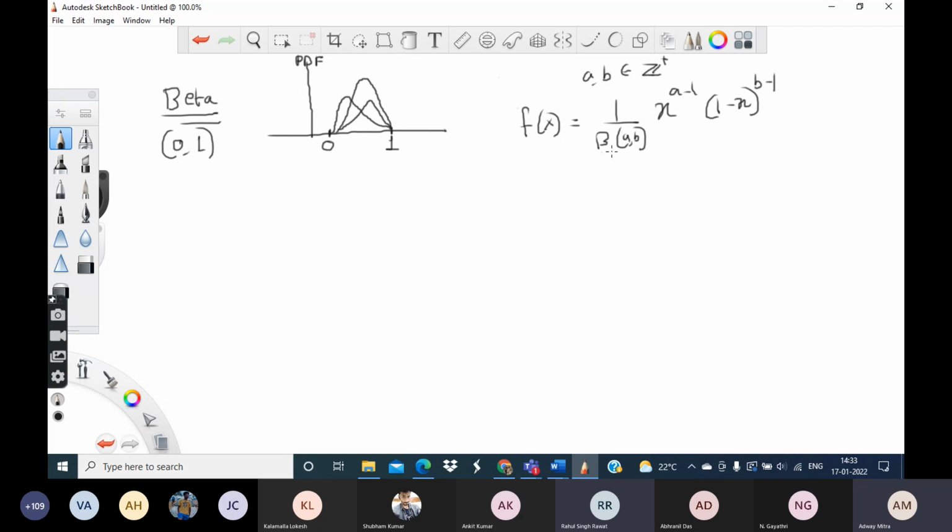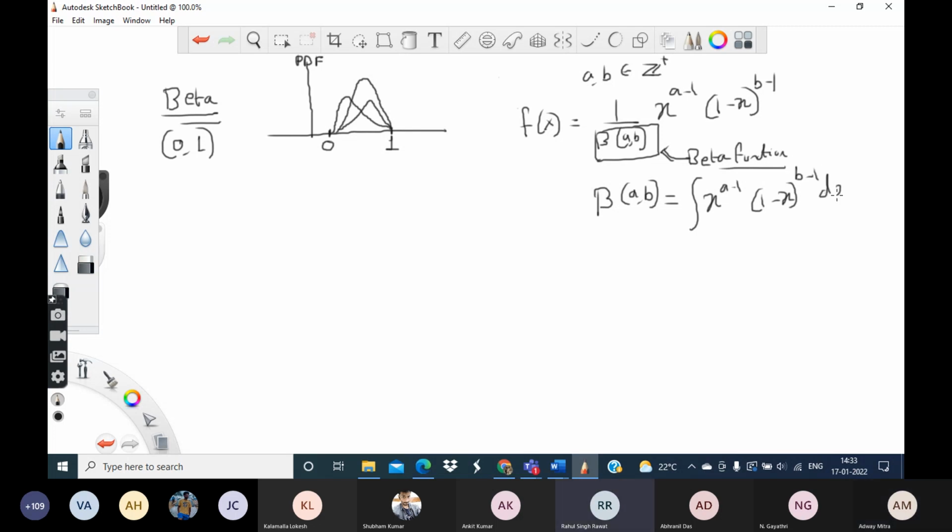What is this? This is what is called the beta function. Some of you may have already studied it in some mathematics class. So we define the beta function in the following way. The beta function takes two integers as parameters, and this is the definition of the beta function.